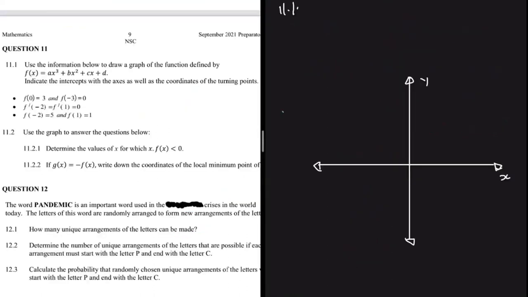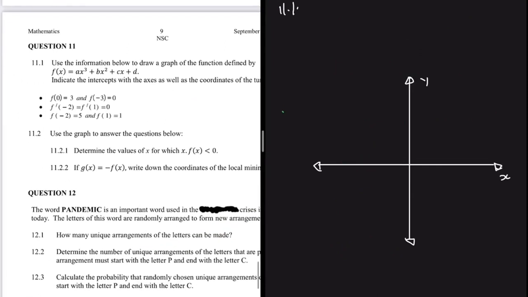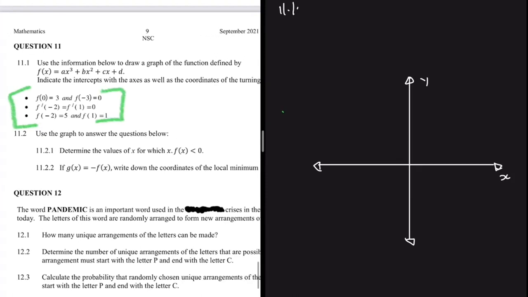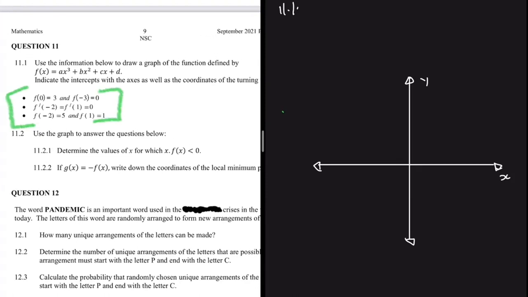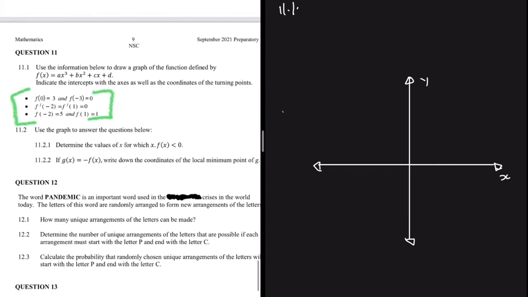We are given information here about a cubic function f of x. Here's the information, right? And then they're saying let's use this information to draw the graph. Let's indicate all the intercepts with the axes as well as the coordinates of the turning points. So step number 1, when you're doing a question like this, is to determine where all your points lie. After you put all your points on the graph, you determine the turning points. After you get the turning points, you're essentially done because you know the general shape of the graph. So let's go ahead and do that.